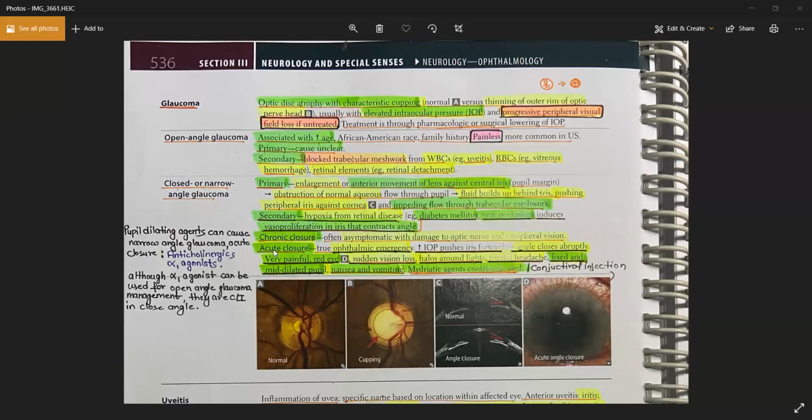Yes. And the vision loss will be peripheral vision loss, not the central one. The patient will be having a diminution of the peripheral vision. But the central vision will be absolutely normal. Any doubt on the glaucoma?